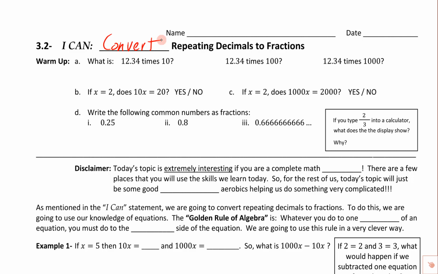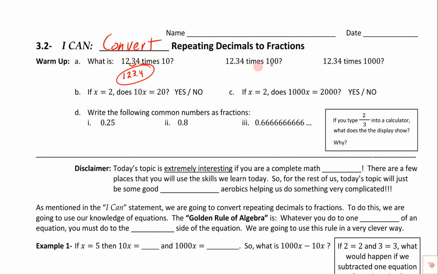So let's just remind ourselves of some basic ideas from elementary school. If we took 12.34 and multiplied it by 10, when we multiply a number by 10, we move the decimal over the same number of spaces as the number of zeros that we have. So we're going to move it over to the right. It's going to get bigger. So this is going to be 123.4.